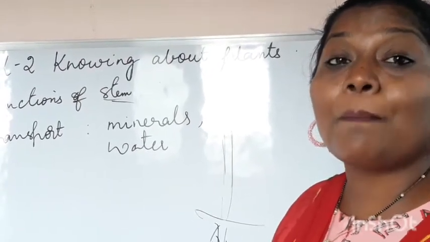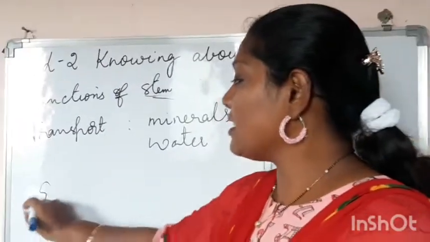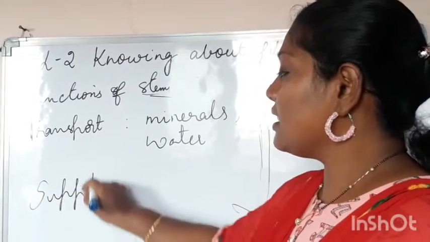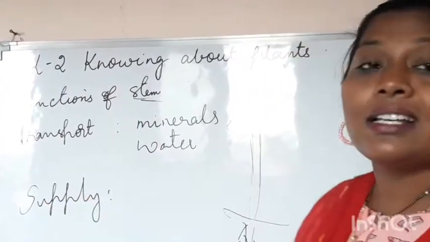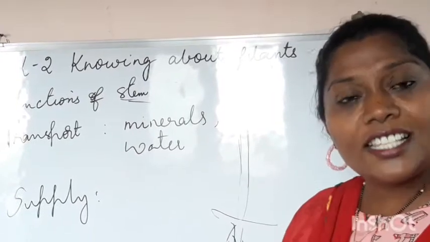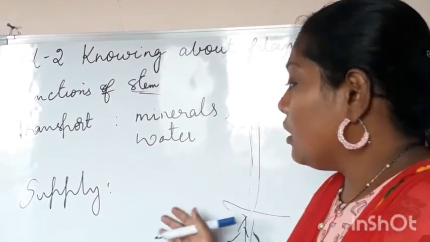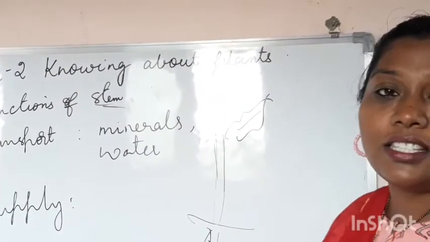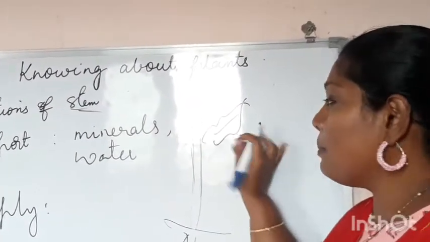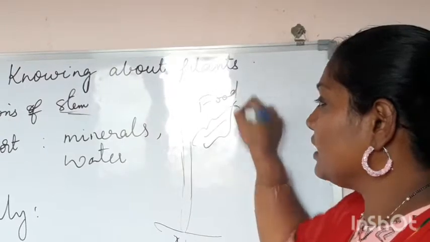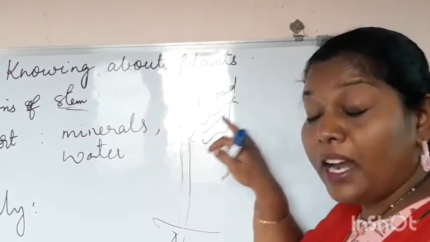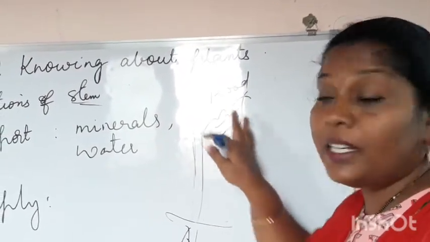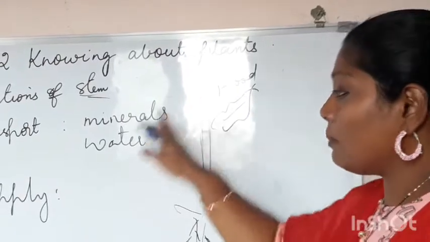It is supply. The next important work that is done by the stem is called supply. So what is it supplying? The leaves are the food factories. The leaves will prepare the food, and the food which is prepared in the leaves has to be distributed all through the plant.